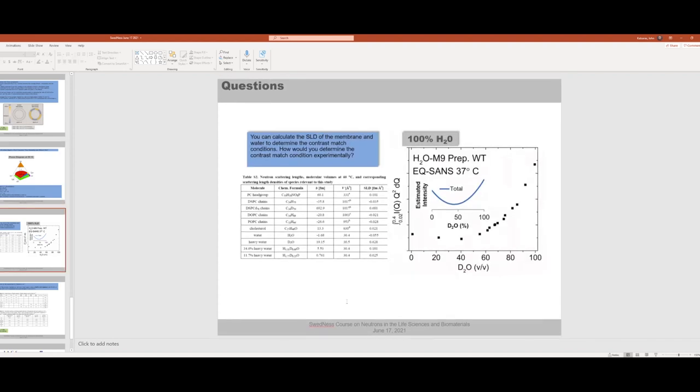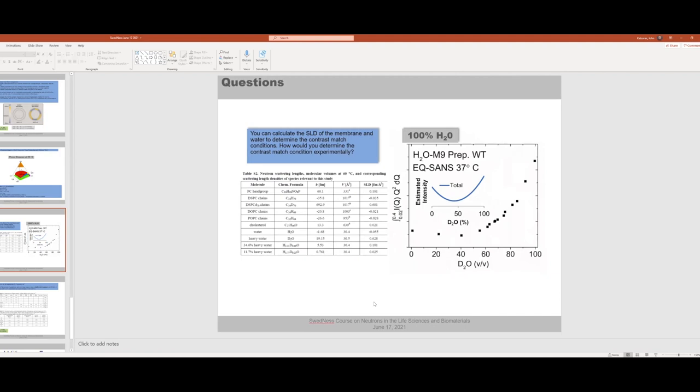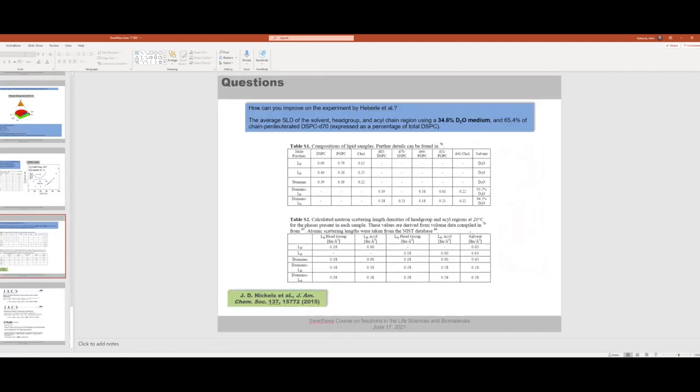What else did I have for you guys? I think we've covered this, where you could calculate things reasonably accurately, but then you have to know the volumes of various things. In order to calculate the scattering length density of something, you need to know the scattering length and then the volume of that something.